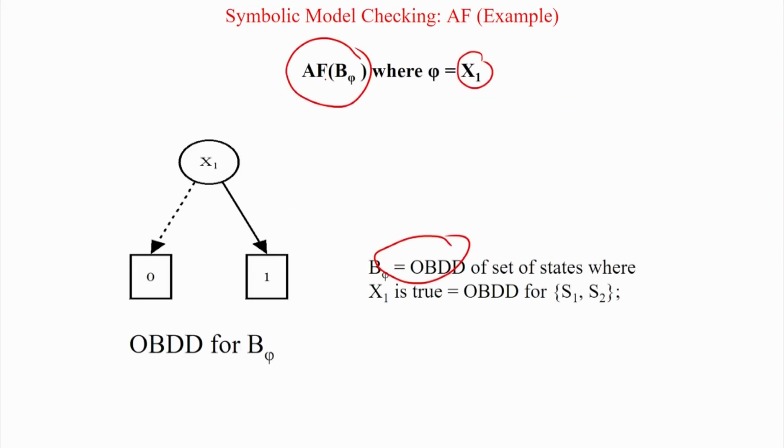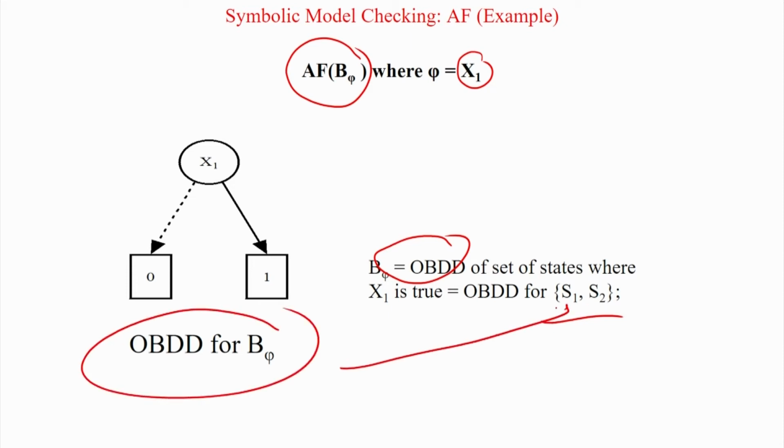So, you have to first draw the BDD for S1 and S2, because x1 is true in the states S1 and S2. So, this is the BDD for B of phi, that is actually the BDD corresponding to S1 and S2. As we already discussed, you can easily find that this represents the BDD for the state subset S1 and S2.